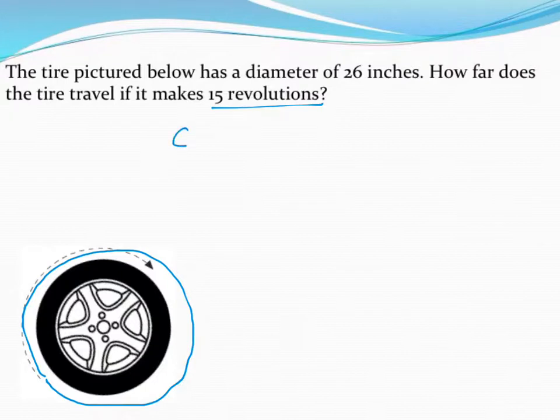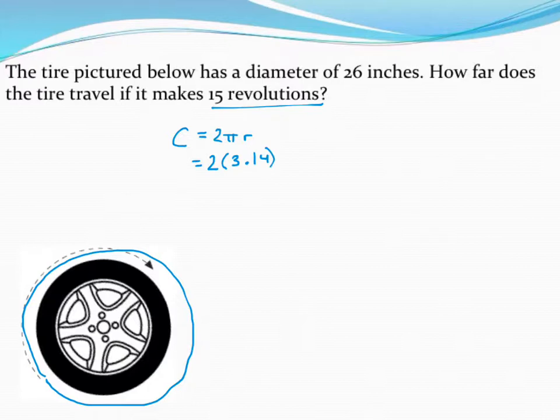We know that circumference is equal to 2 times pi times the radius. And I'm going to go ahead and get an approximate answer for this time because we're dealing with a real life situation. I don't want to know how many pi feet this goes. I just want to know the decimal approximation. So I'm going to say 2 times 3.14 times my radius.